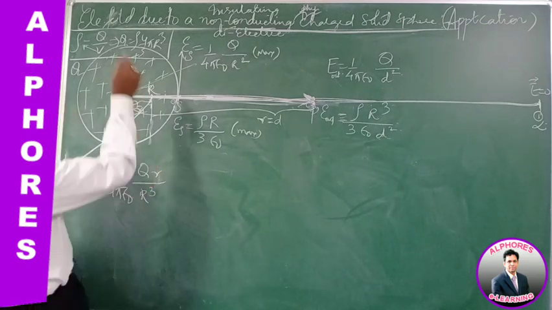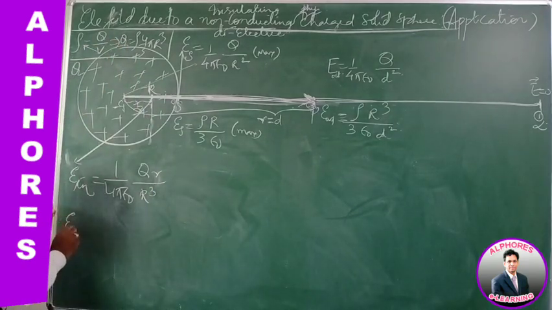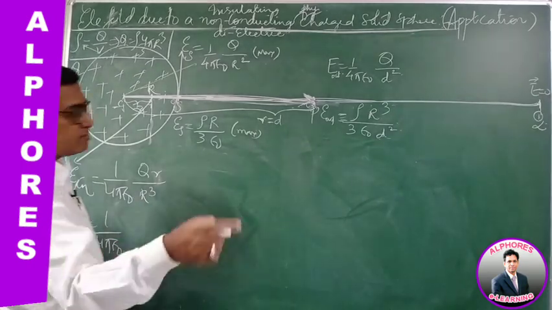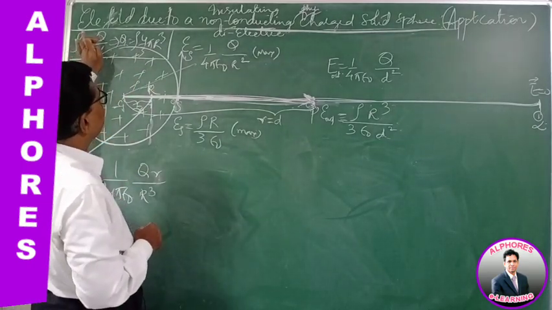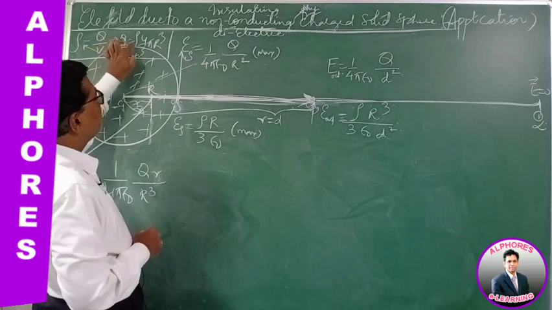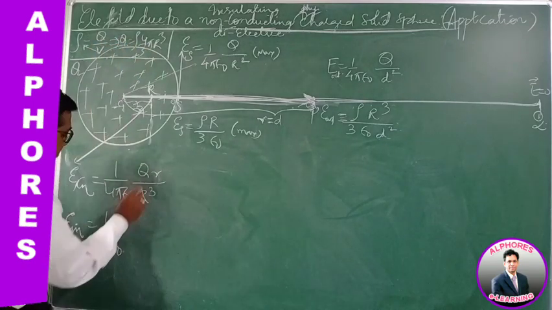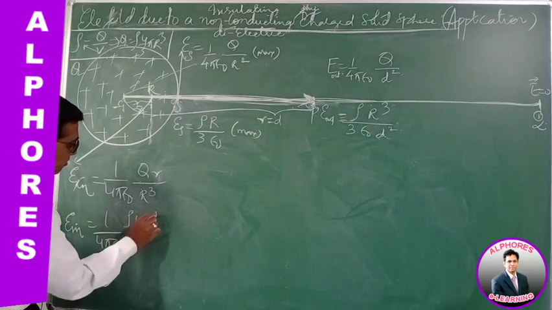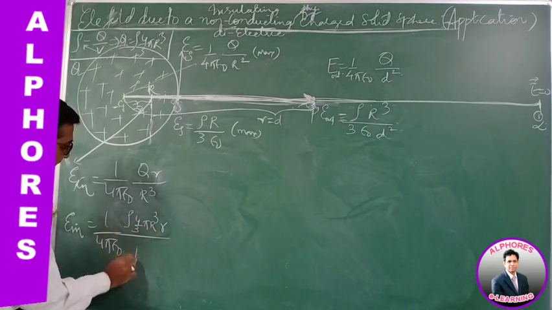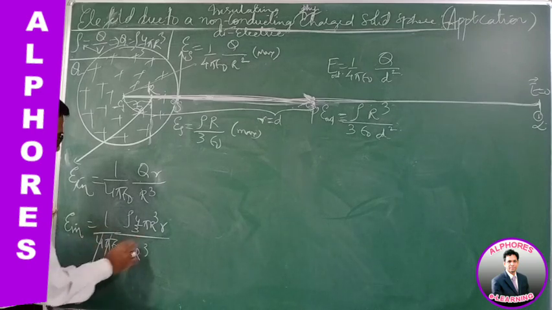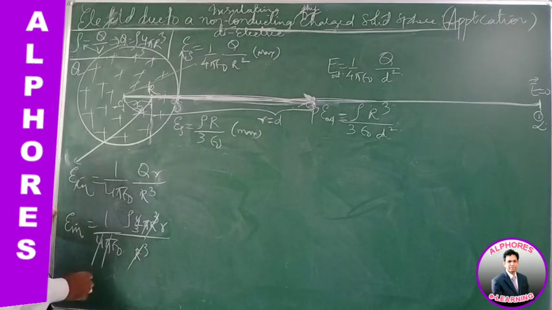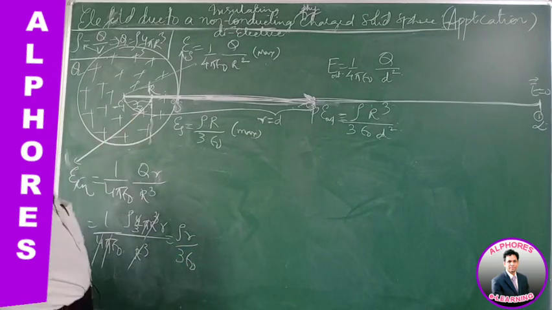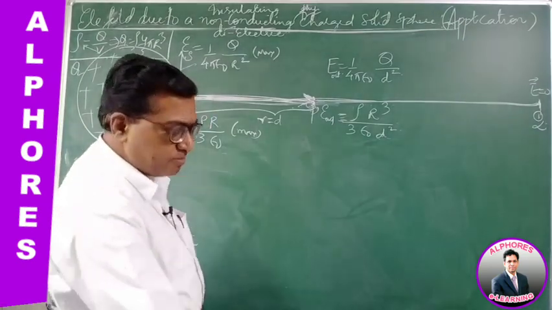So the electric field at any inside point is 1 by 4 pi epsilon naught Q r by R cube. In terms of volume charge density, if I have to specify at any inside point, it's 1 by 4 pi epsilon naught. Now substitute charge, volume charge density is Q by V, so Q is rho into 4 by 3 pi R cube. So rho into 4 by 3 pi R cube into small r by R cube. 4 pi R cube, 4 pi R cube cancel. So this is rho r by 3 epsilon naught.